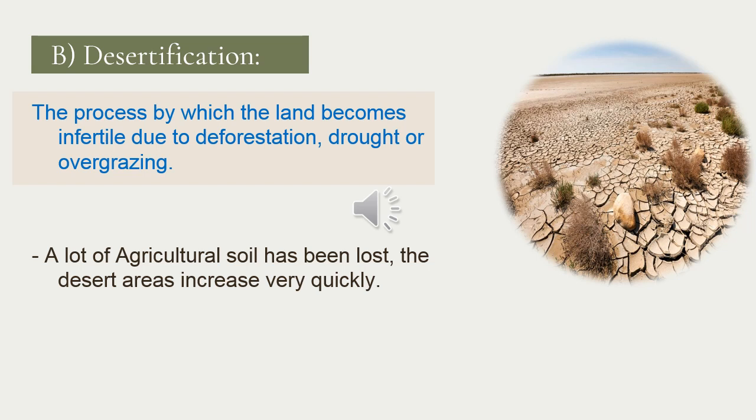And also deforestation. Do you know what is meant by deforestation? Deforestation means cutting all the trees found inside a place. When you cut a large amount of trees found inside the place, the land becomes infertile and it causes desertification.